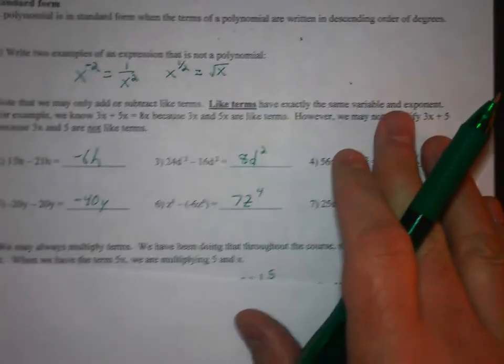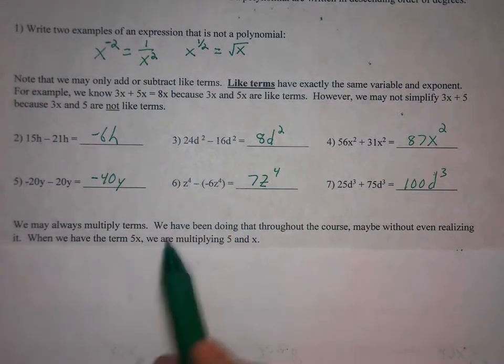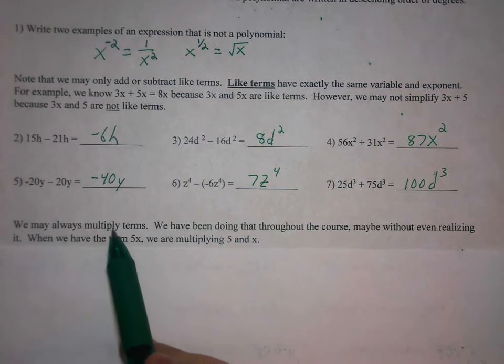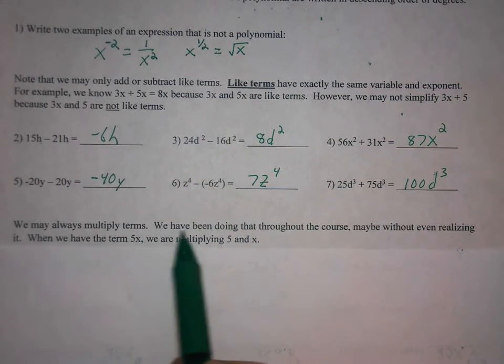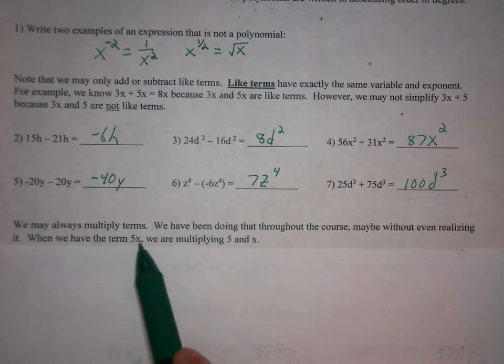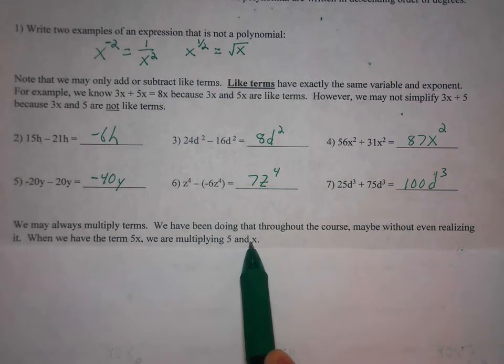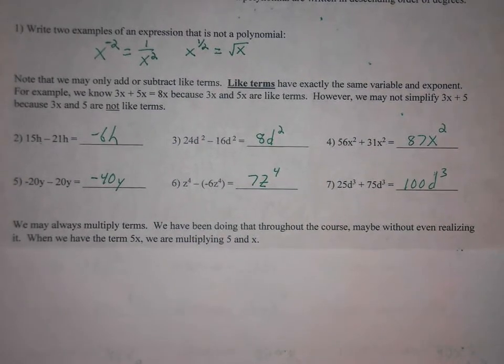Okay, the last thing we look at is multiplying like terms. I'm sorry, multiplying terms, not like terms. Okay, so we can always multiply terms together. We've been doing this throughout the course also, maybe without even realizing it. So when we have the term 5x, really what we're doing is multiplying 5 and x.